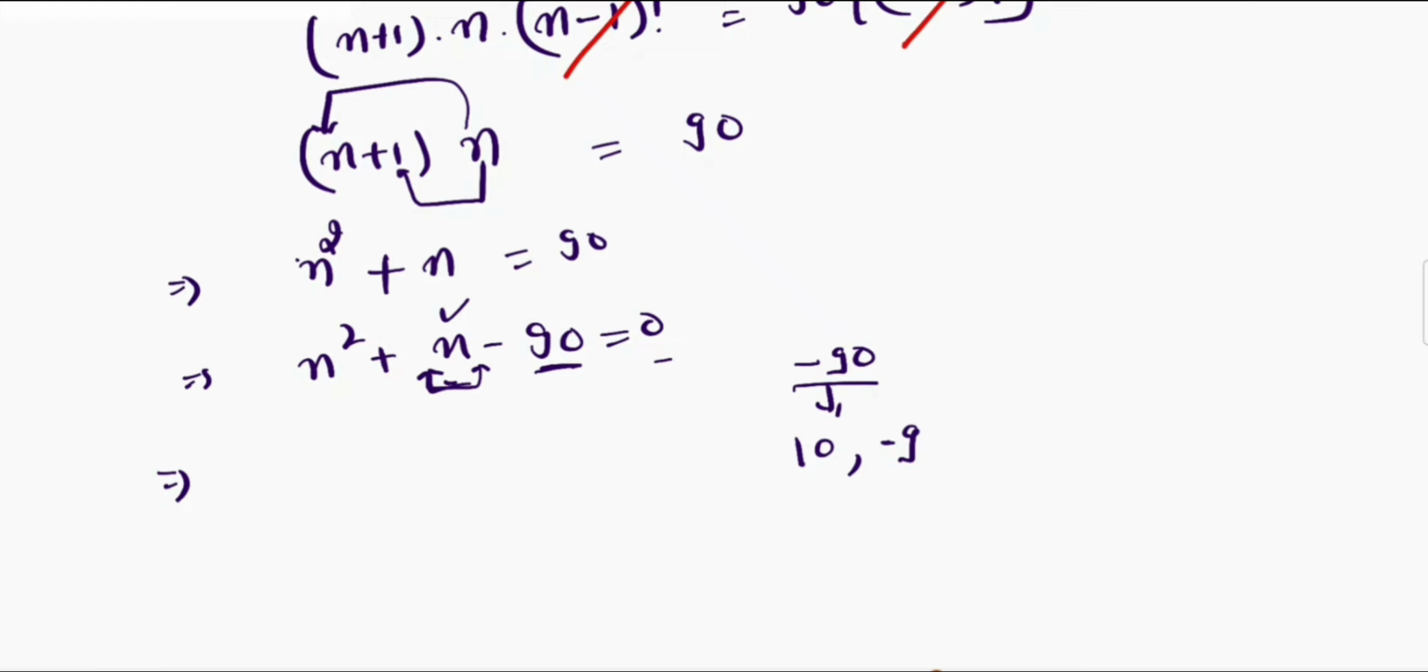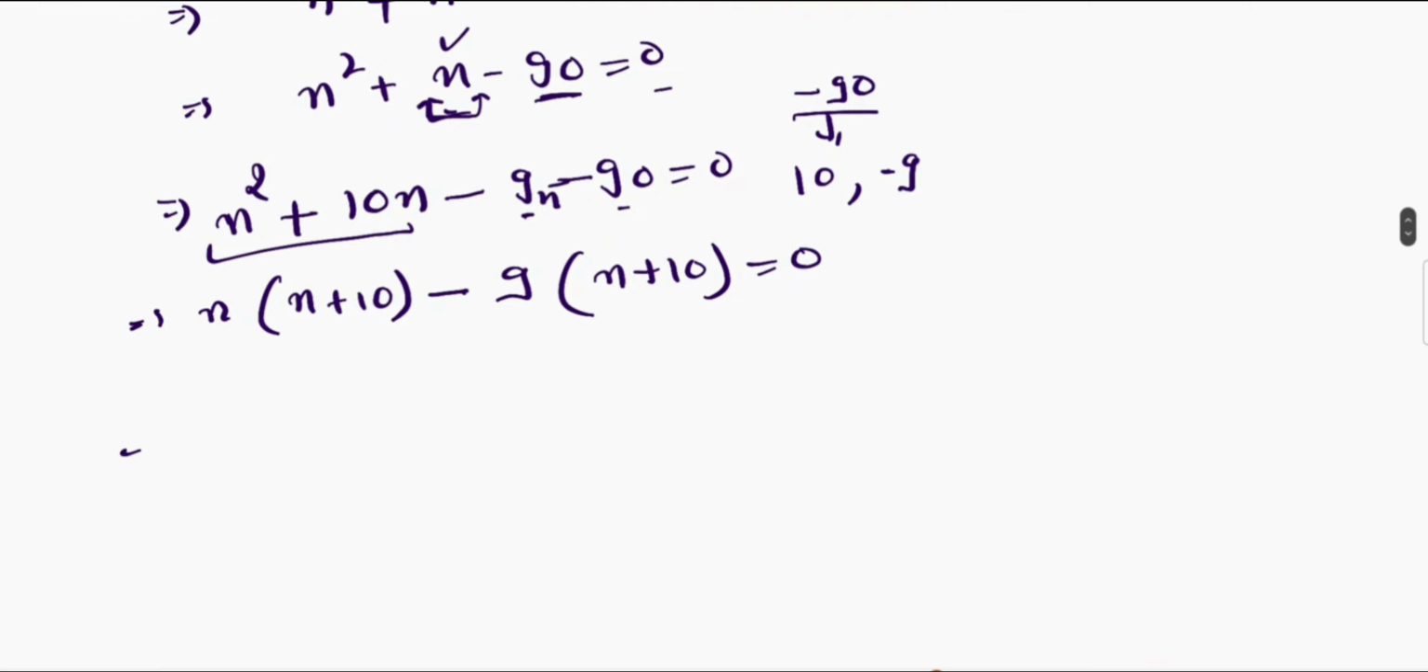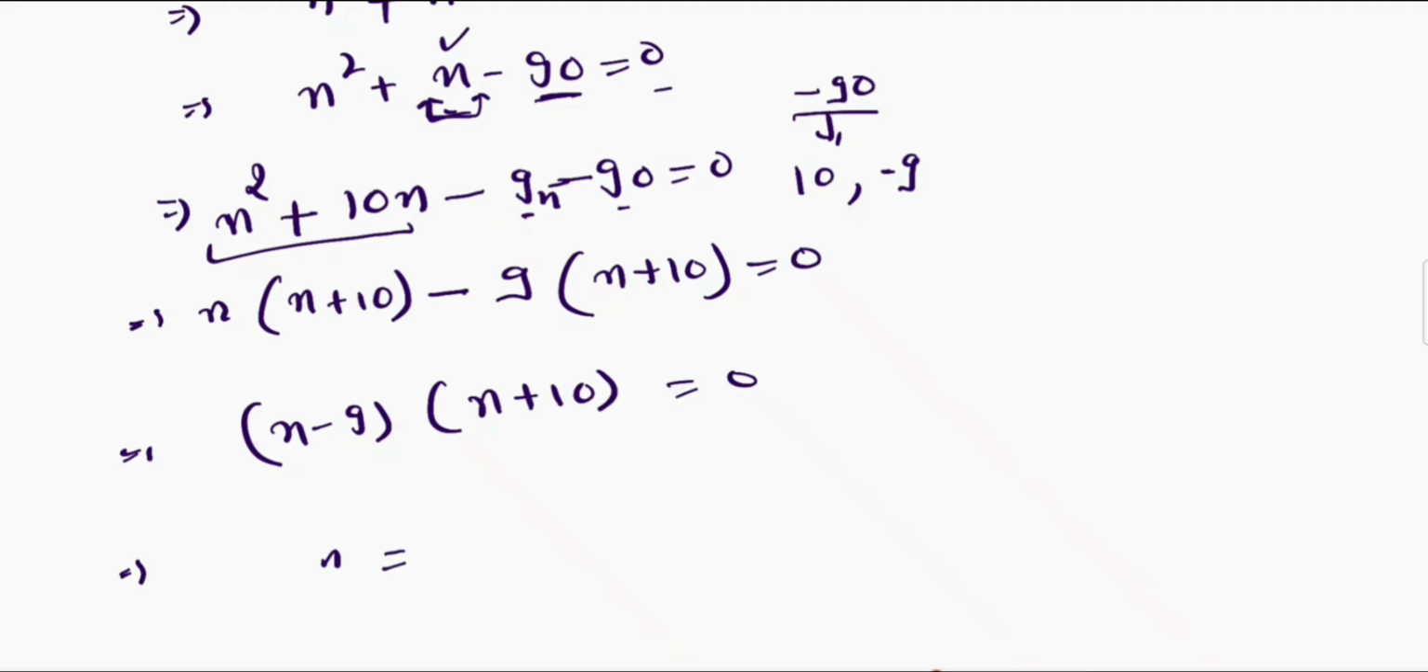So here I can write n square as it is, plus 10n minus 9n minus 90 is equal to 0. From here I can take n common, and inside I will be left with n plus 10. From here I can take negative 9 out, so this will be n plus 10 is equal to 0. So this implies (n minus 9) and (n plus 10) is equal to 0. This implies n is equal to 9 or negative 10.